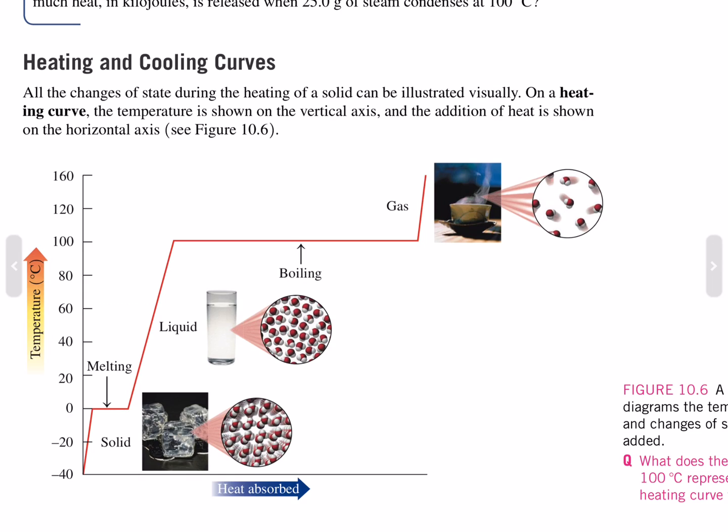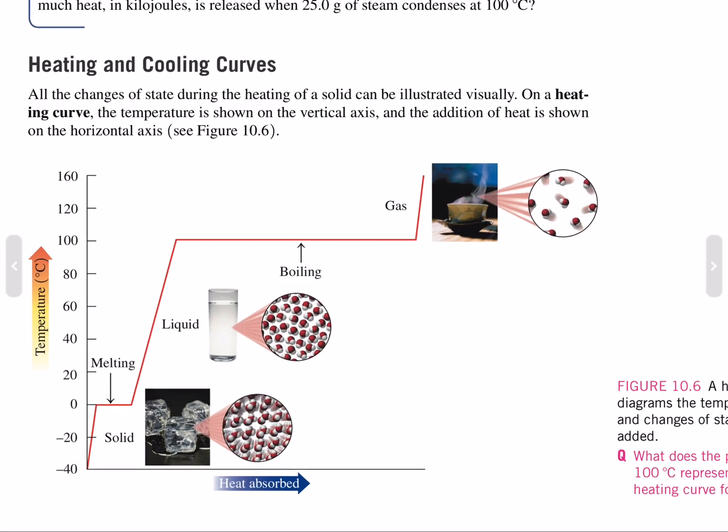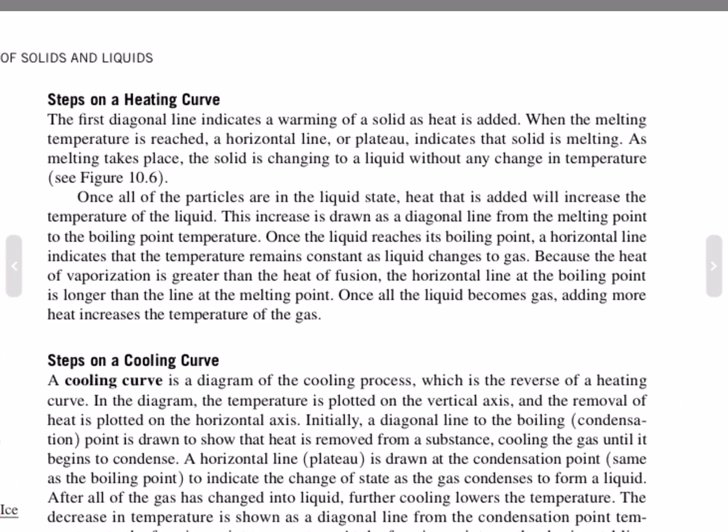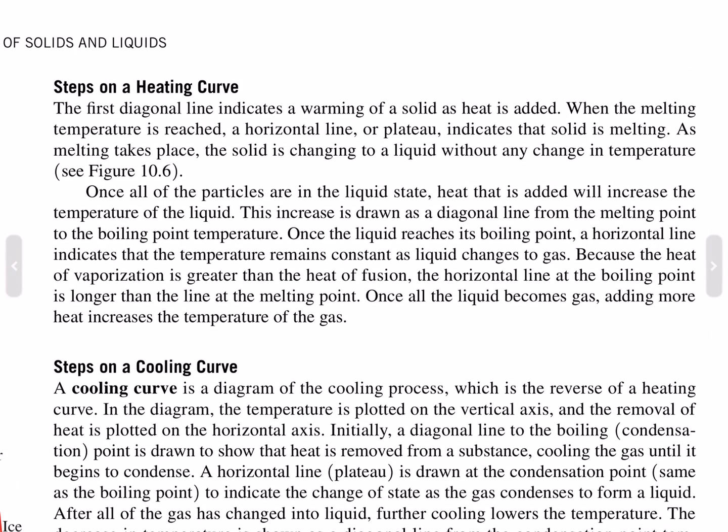Heating and cooling curves. All the changes of state during the heating of a solid can be illustrated visually. On a heating curve, the temperature is shown on the vertical axis and the addition of heat is shown on the horizontal axis. Steps on a heating curve. The first diagonal line indicates a warming of the solid if heat is added.